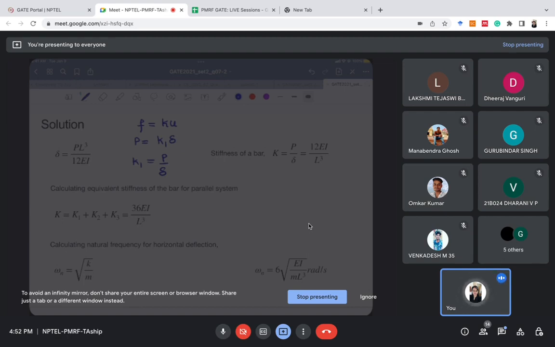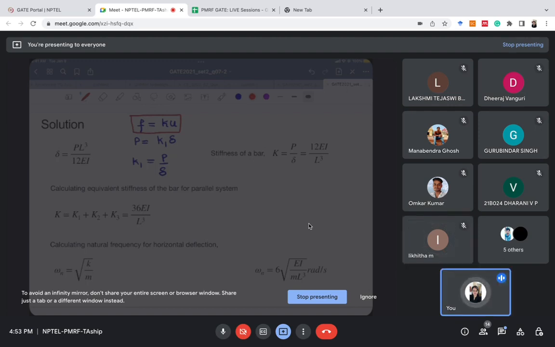We have to simply use this formula F equal to K into U. This formula is very important in dynamics and in structural analysis as well. Like in the stiffness method, you must have heard this formula, F equal to KU, where U is the displacement. So displacement is given to us as delta, force is given as P, and stiffness of the first bar is K1. So simply K1 is P by delta. Any problem, any confusion in this thing? I hope it should be clear, right? So it is clear, right?